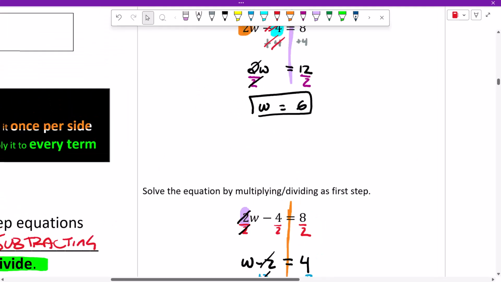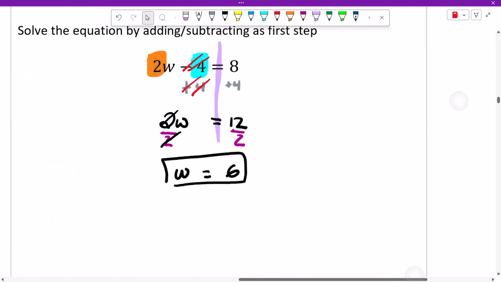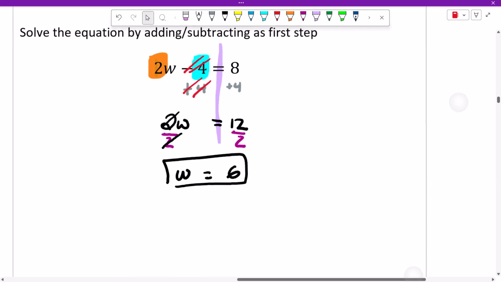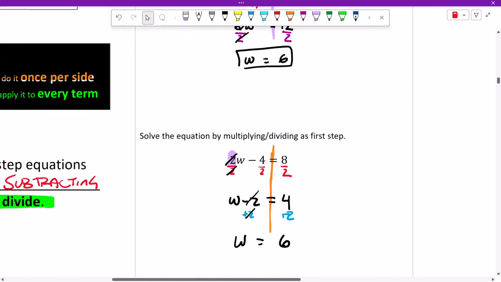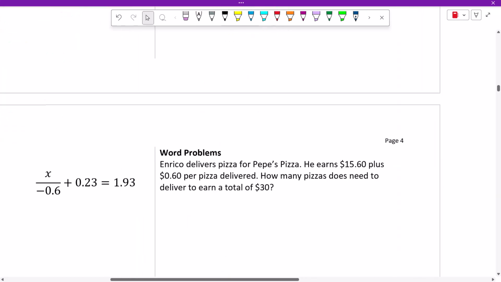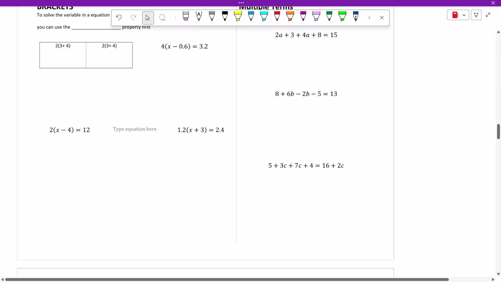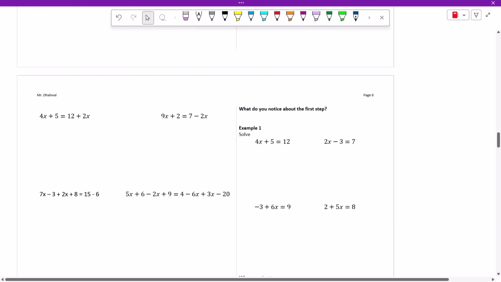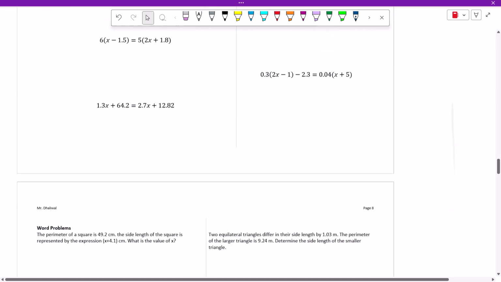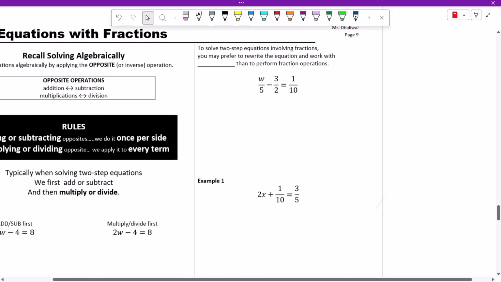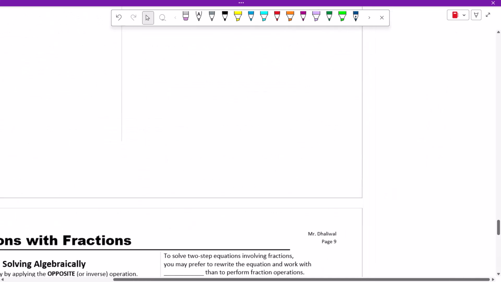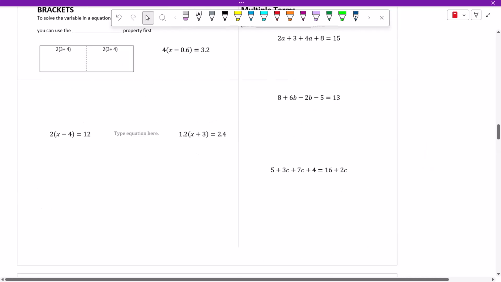For the most part, we're still going to stick with this one: do the adding and subtracting first. Once we get into questions with fractions and brackets, around day 4 or day 5, we'll start doing the other way, okay? And I'll get into the reasons why later on.